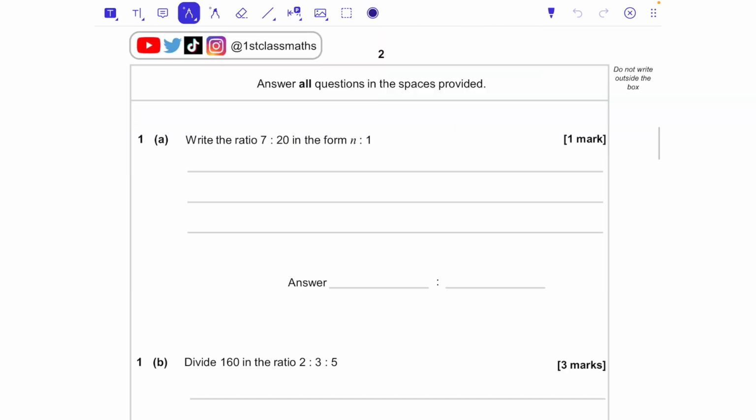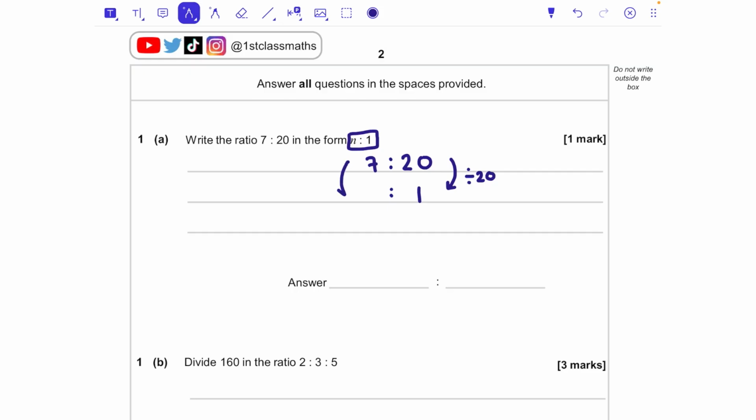Question number 1A, write the ratio 7 to 20 in the form n to 1. So at the minute, our ratio is 7 to 20, and this means that we want the number on the right here to be 1. And in order to keep this ratio equivalent, what we do to one side, we're going to want to do to the other. So on this side, we know we will have divided by 20. That's the only way we can make 20 turn into 1, by dividing.